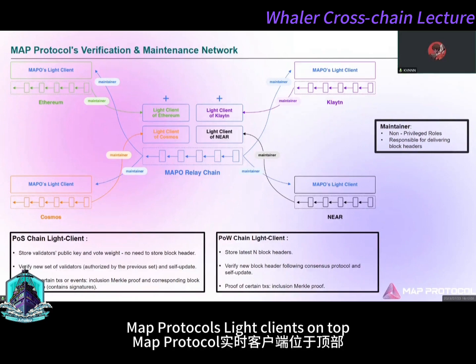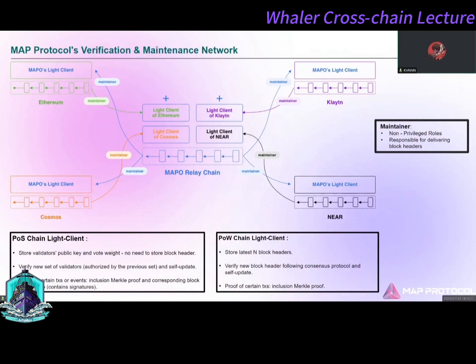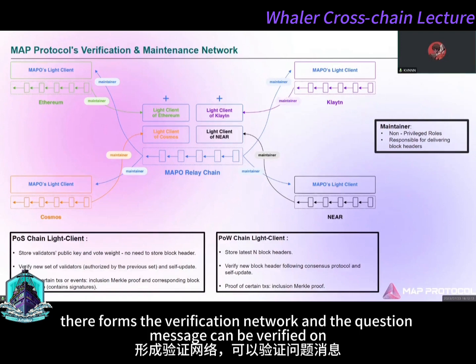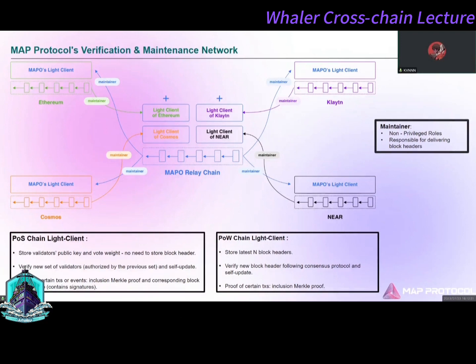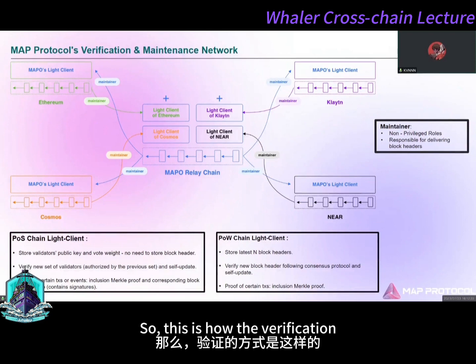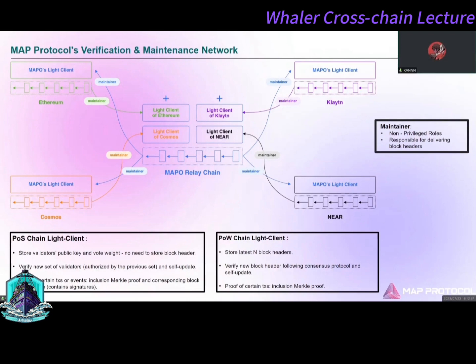Map protocol's light clients on top of the destination chain, and each destination chain's light client will be deployed on the Map relay chain. So there forms a verification network, and the cross-chain message can be verified on top of the Map relay chain and then forwarded to the destination chain. So this is how the verification process is achieved. And I will go through the example later.